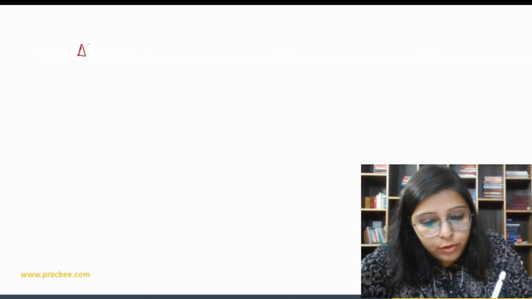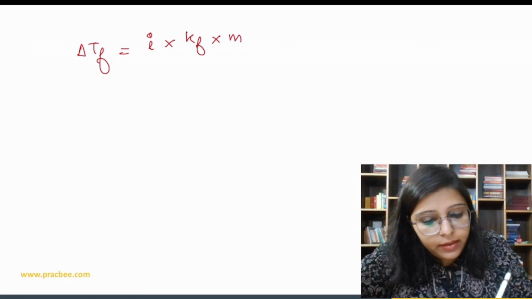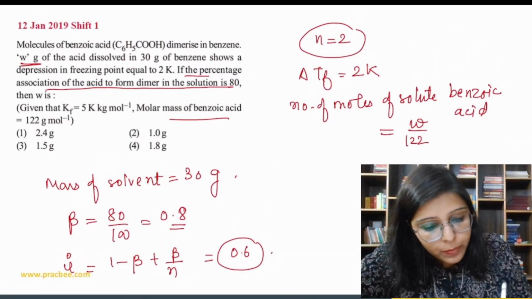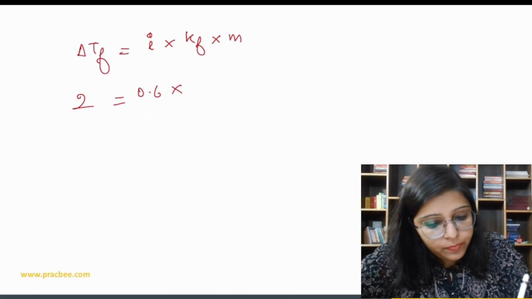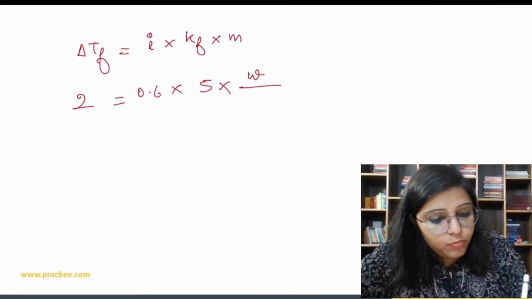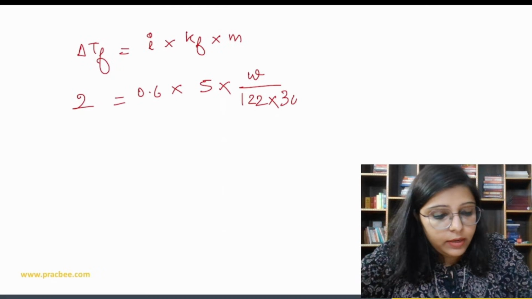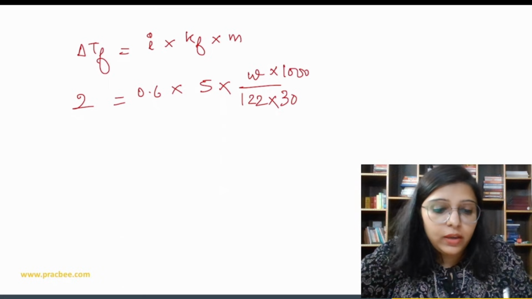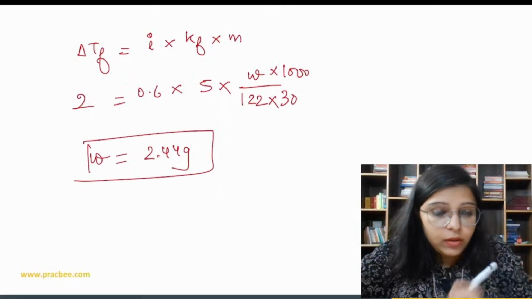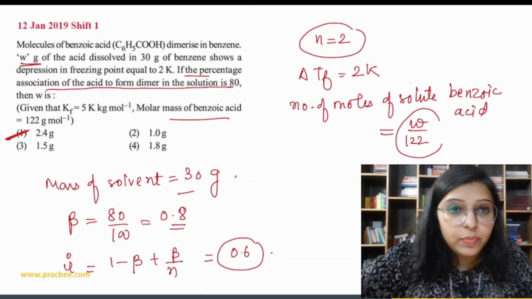Right. Now you have to put delta TF is equal to i into KF into molality. So delta TF is 2, i is 0.6, KF value is 5, and molality is what? Given mass, or sorry, number of moles into molar mass. Molar mass 30 into 1000. Now from here you can find out the value of W, which is equal to 2.44 gram. Okay. So the answer is option number 1.